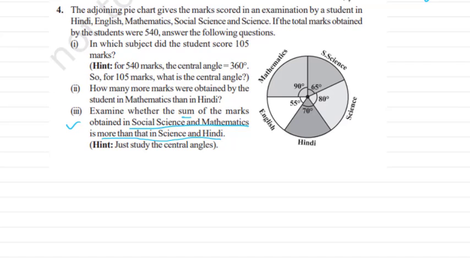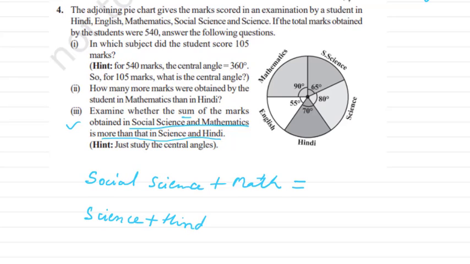First we have to check the sum of social science and maths, and we have to check the science marks and Hindi marks as well. Because he's not asking what the total marks are or what the difference of these two is, you just have to tell whose sum is greater. So here you can use the central angle. In social science, what is the angle? This is 65 degrees.